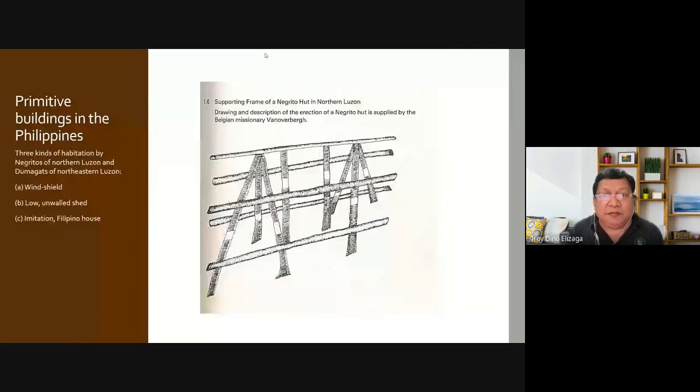Okay, so it says here that Negritos of northern Luzon and Dumagats of northeastern Luzon had these three kinds of habitation: a windshield, the one we saw earlier, a low unwalled shed, and then an imitation Filipino house. I really don't know what an imitation Filipino house is.